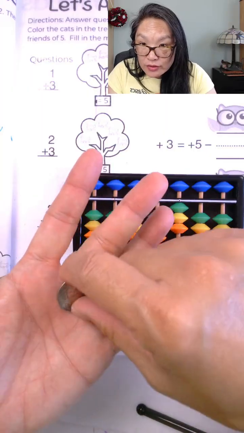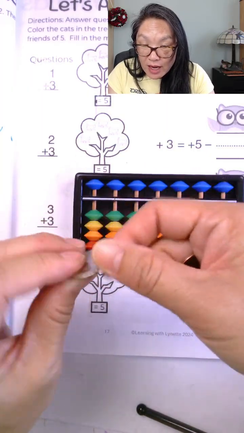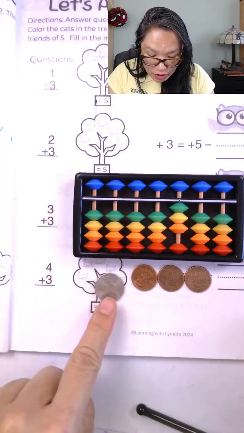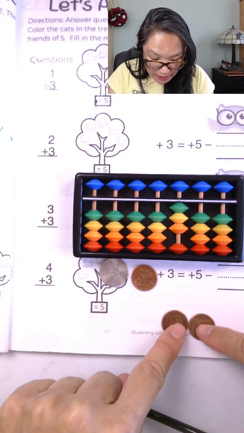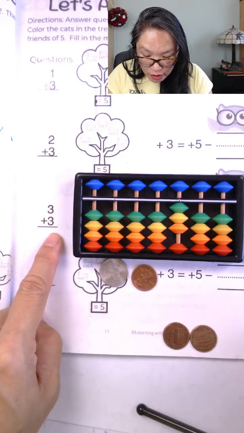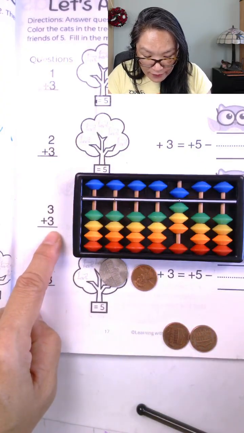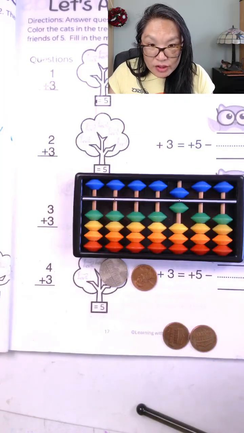So what we're going to do is give you the 5. I'm going to give you the 5, but that's too much. So I need change back. I'm going to take away 2. So I can show you on the abacus. I add the 5 and I take away the 2. What did I just do?